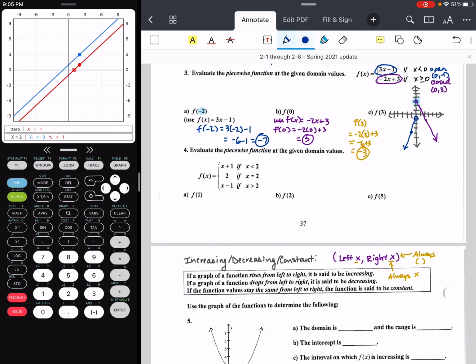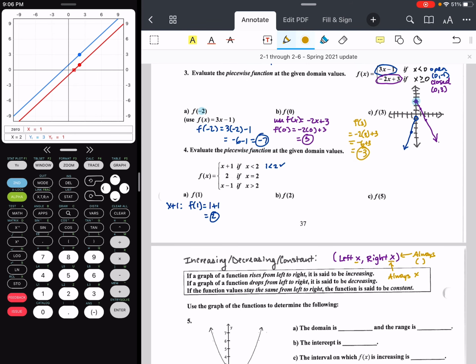So looking at our next piecewise function in number 4, we have f of x equals x plus 1 if x is less than 2, f of x equals 2 if x equals 2, and f of x equals x minus 1 if x is greater than 2. So we've got f of 1 in part A. 1 is less than 2, that's a true statement, so we're going to use the x plus 1 piece of the function. So f of 1 equals 1 plus 1, which equals 2.